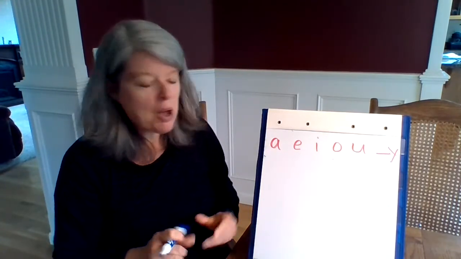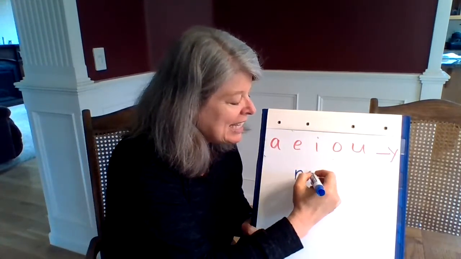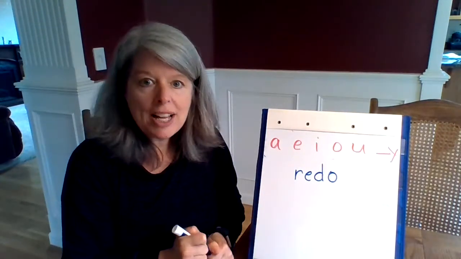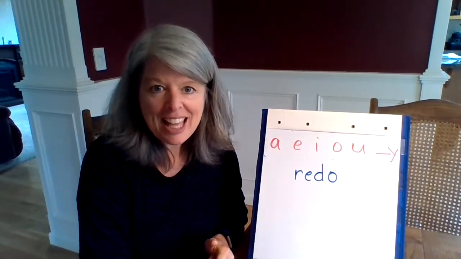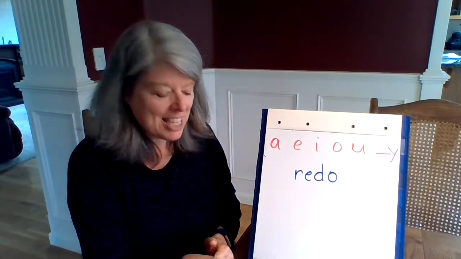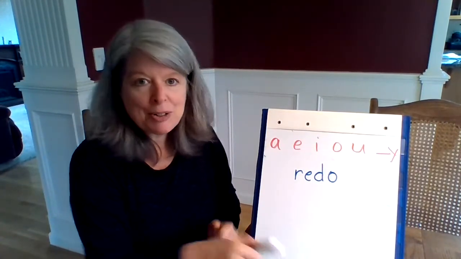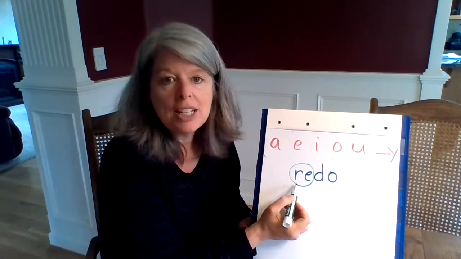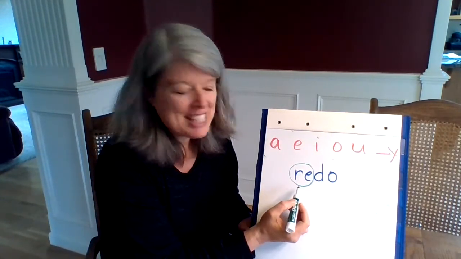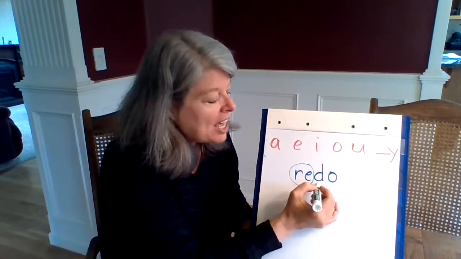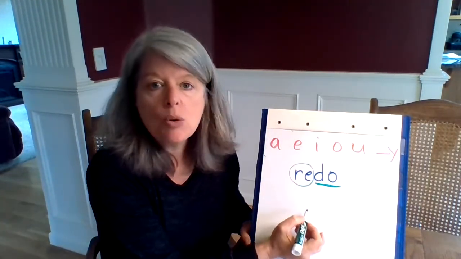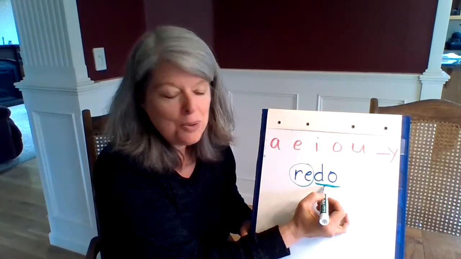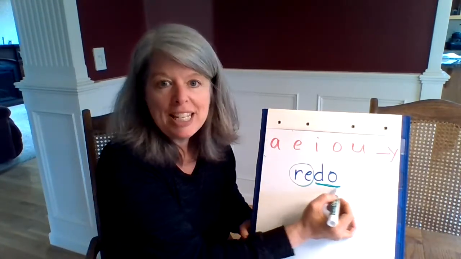Let's spell R, E, D, O. All right, what chunk do you see at the beginning, a prefix, or a chunk at the end, a suffix? Let's circle it. We see RE, that's a prefix, the prefix is re. And then underline DO, we call that our root word or our main word, and that word is do, and our word is redo.